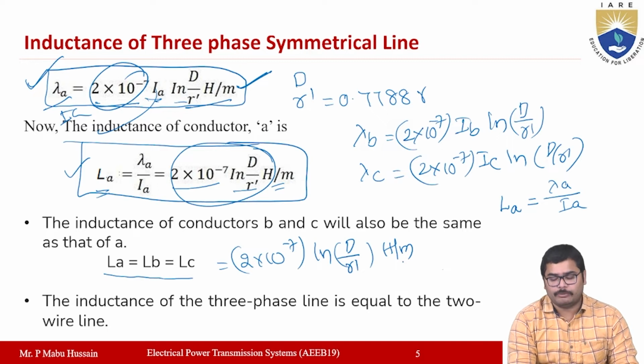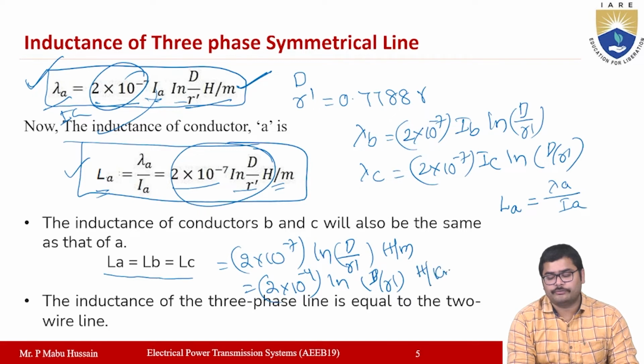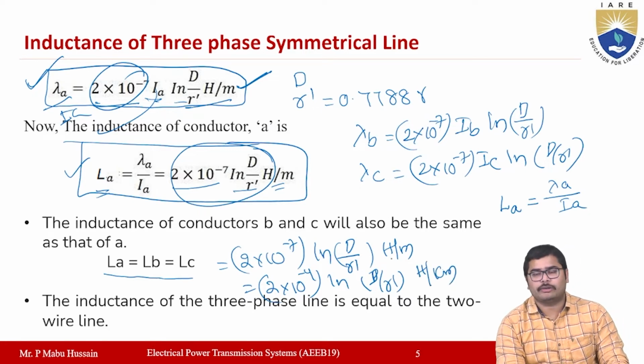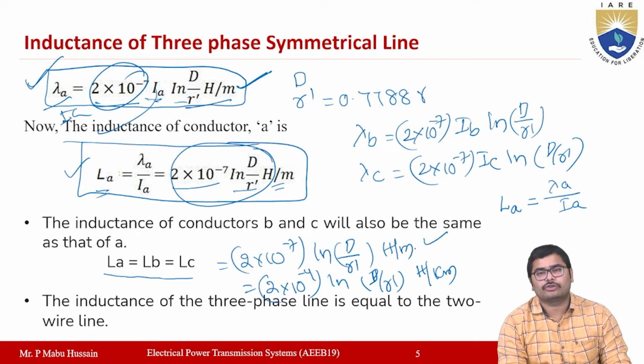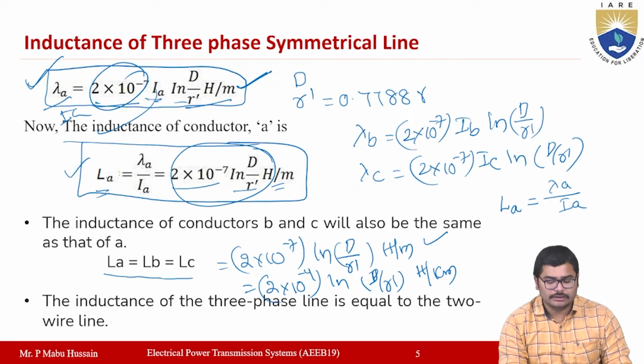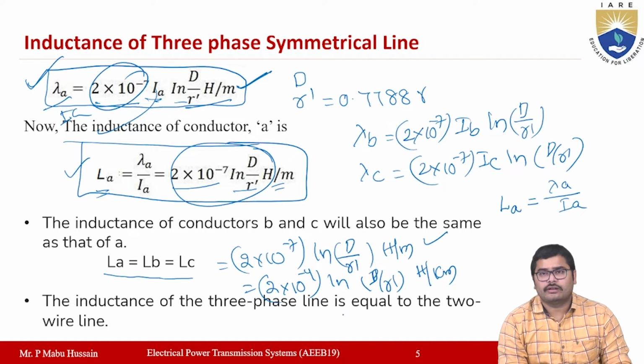If you want it per kilometer, this will be written as 2 into 10 power minus 4 ln d by r dash, henries per kilometer. To get it per kilometer, this equation should be multiplied by 1000, so that it is converted into henries per kilometer. So this is the inductance of a 3-phase line with symmetrical spacing.